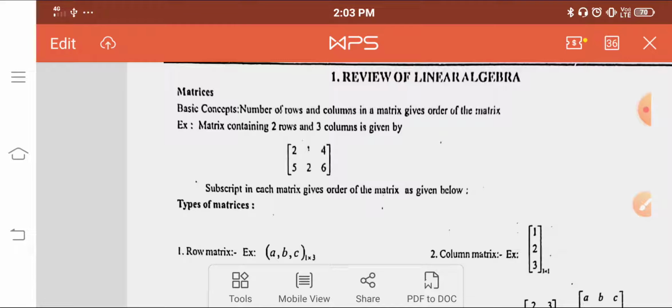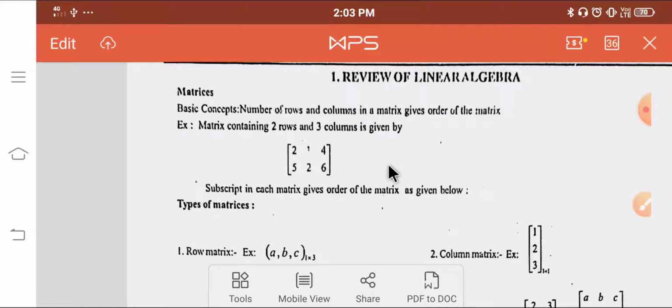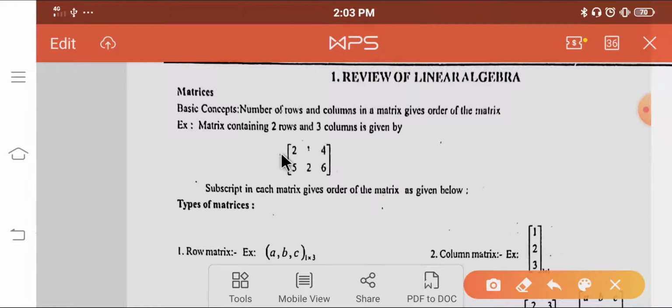So what is a matrix? A matrix is nothing but an arrangement of numbers in rows and columns. The number of rows and columns in a matrix gives the order of the matrix. So here, order of the matrix means, suppose a matrix contains two rows, that is horizontal lines called rows, and the vertical lines are called columns. So here this is the first row and this is the second row, and the columns are 1, 2 and 3. So the given matrix is of order 2 by 3.